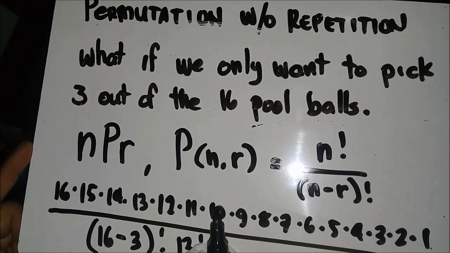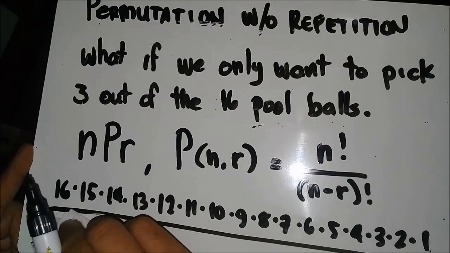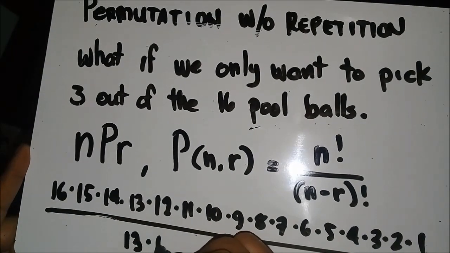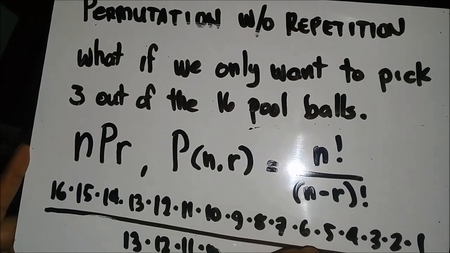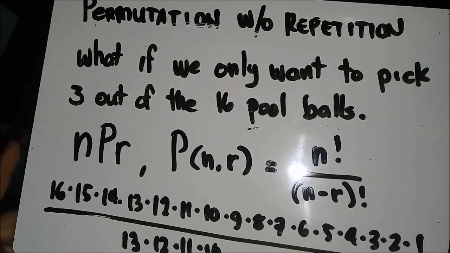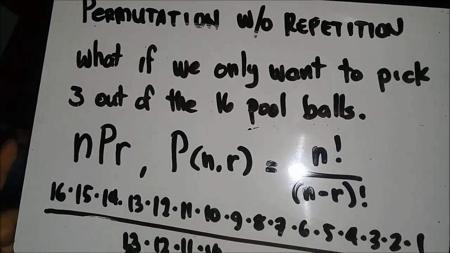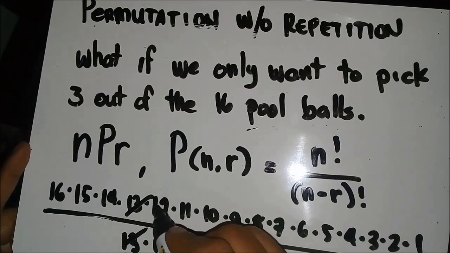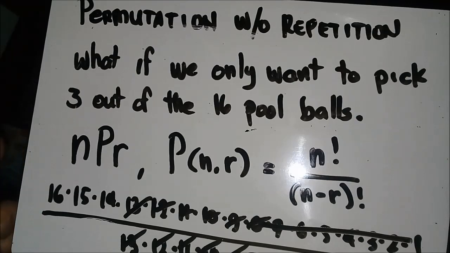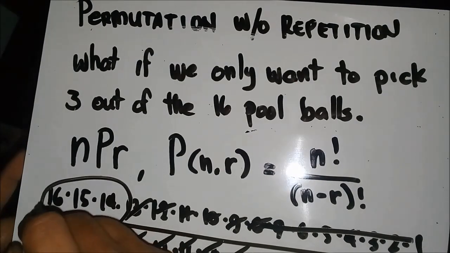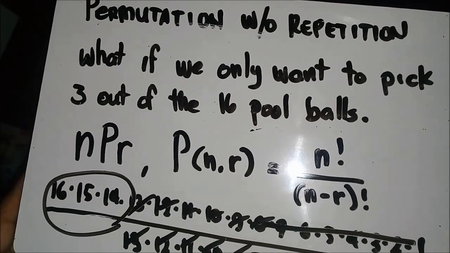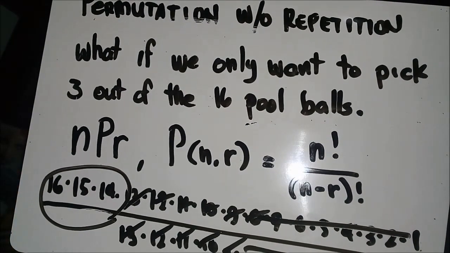Is that correct? So if we will have 13 factorial, that is actually 13 times 12 times 11 times 10, and so forth and so on until it reaches 1. Try to notice here, up and below, all the factors will be cancelled out up to 1. And what remains is 16 times 15 times 14, exactly the same as the slot method.